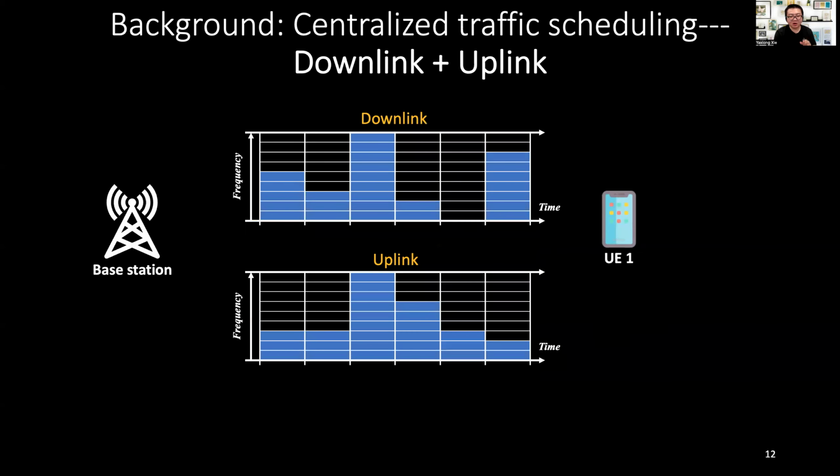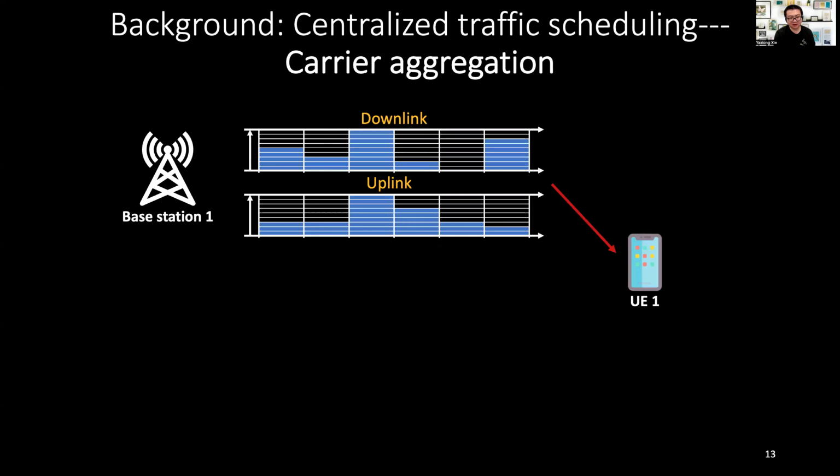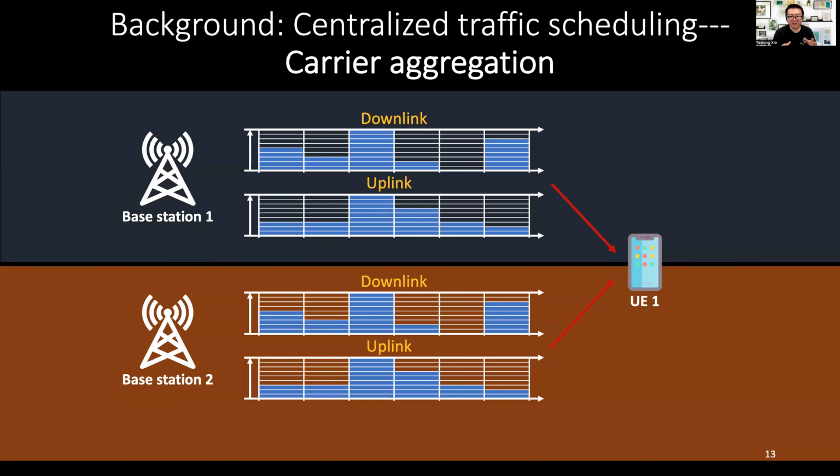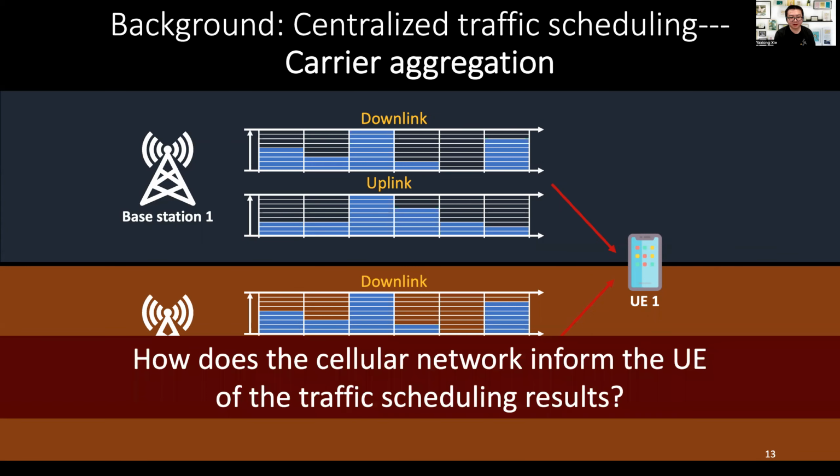The base station also schedules both downlink and uplink. And the network also configures different numbers of base stations to transmit data to the user. More base stations are allowed to transmit simultaneously to one user. So to summarize, the cellular network controls every aspect of the transmission between the base station and the user.